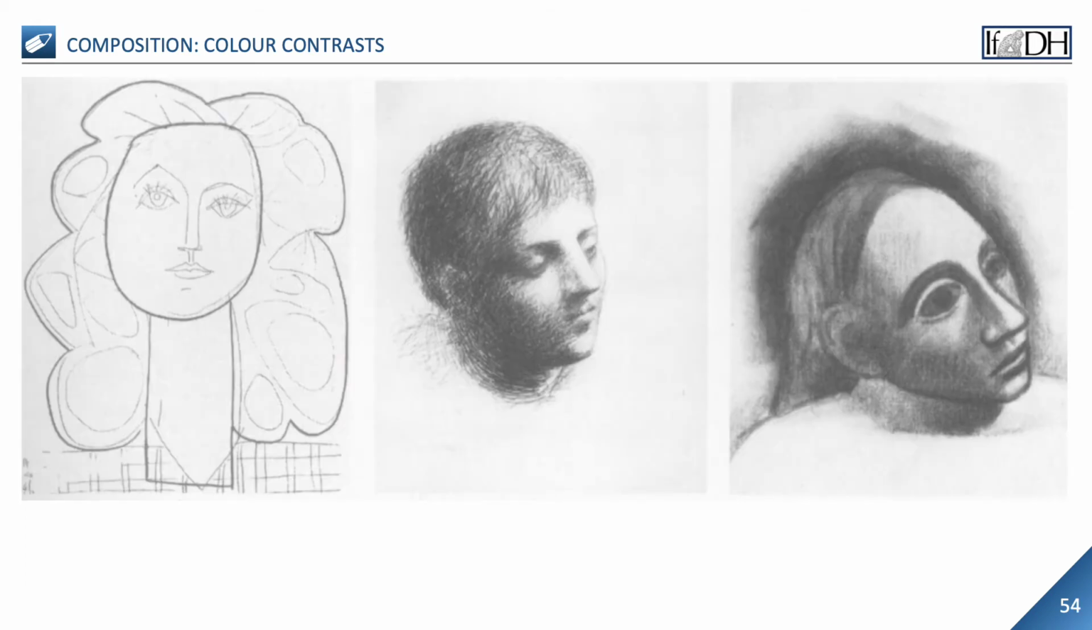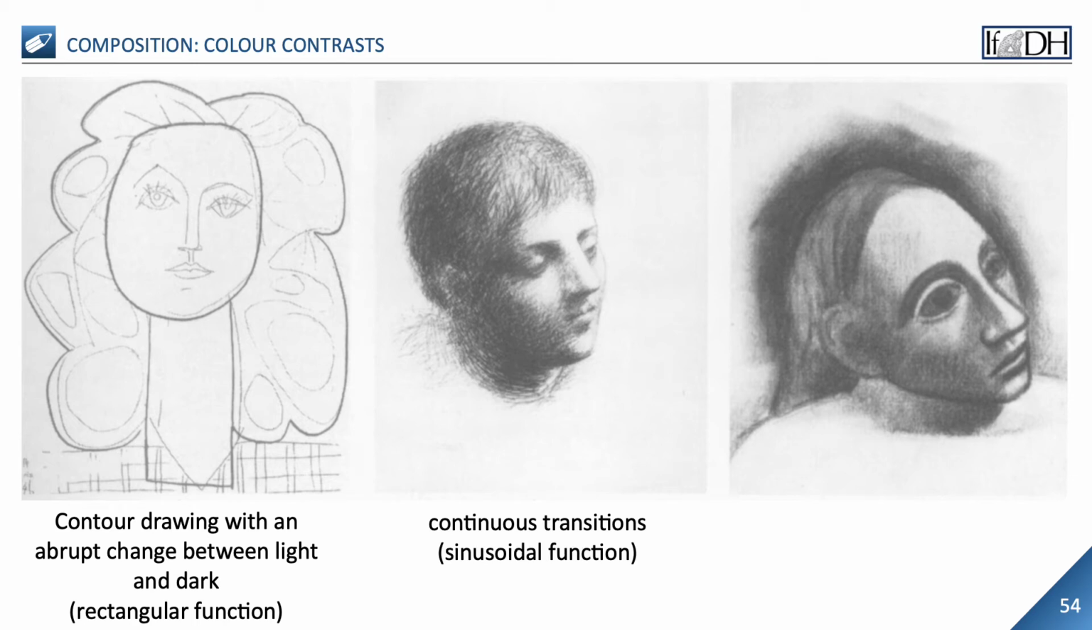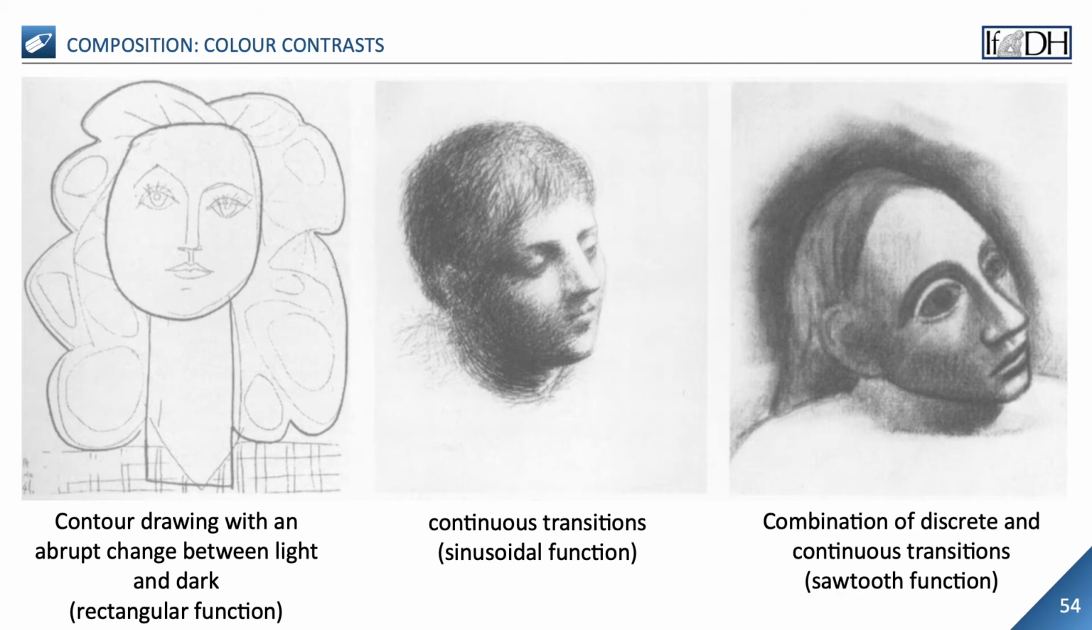Or, to explain the phenomenon using 3 Picasso drawings. In a drawing with an abrupt change between light and dark, black and white abruptly meet like two rectangles, which the Fourier transformation would output as a series of rectangular functions. If, however, the drawing has continuous, normally distributed transitions, the Fourier series results in a sinusoidal function. But if the draftsman has combined discrete and continuous transitions, the graph of the contrast measurement resembles a sawtooth function.